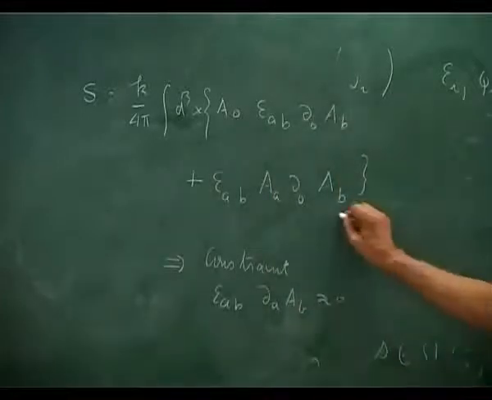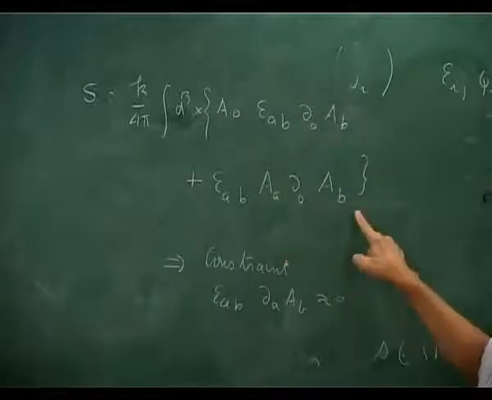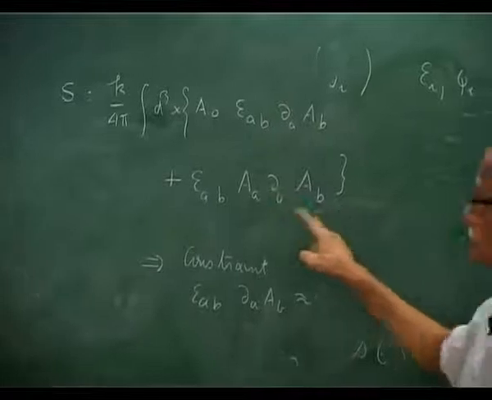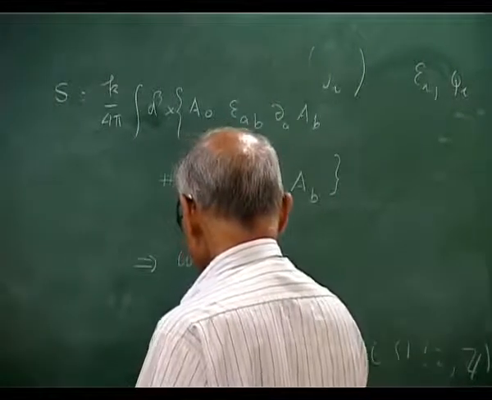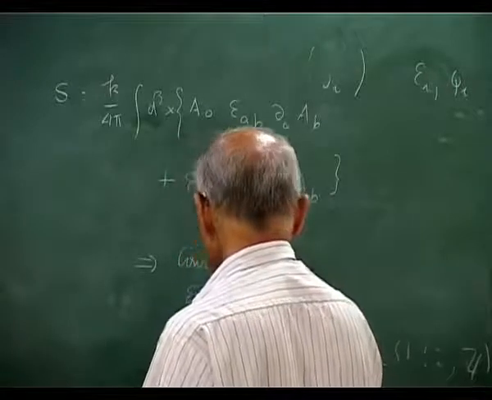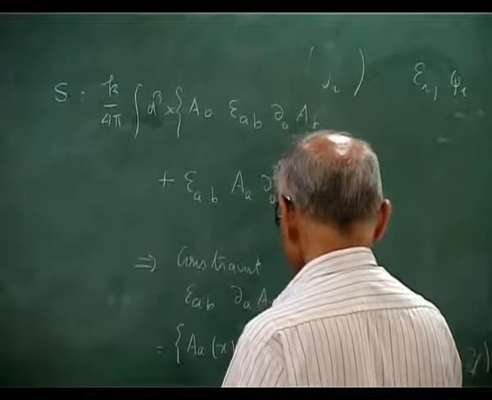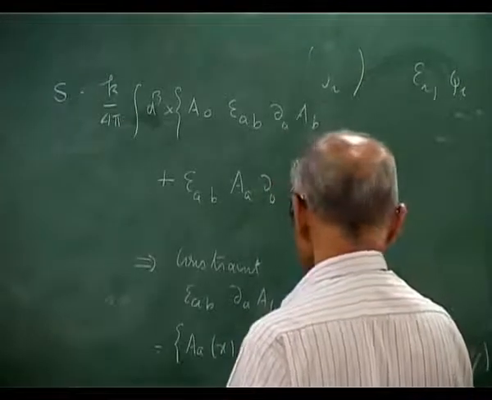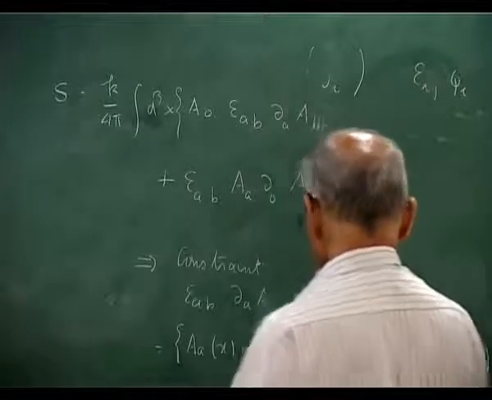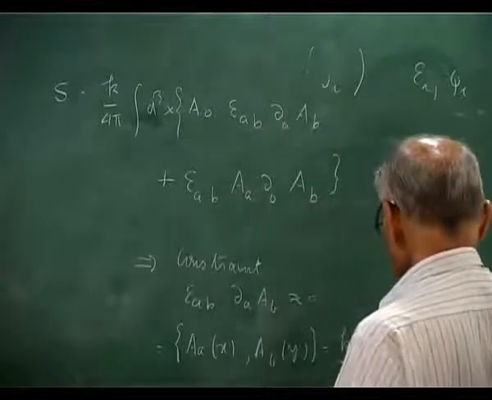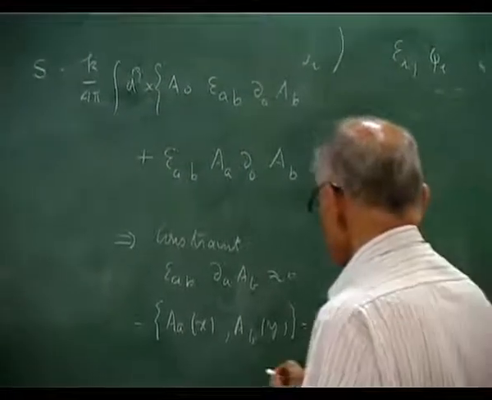Furthermore, from this equation here you will find it is like p dq. There are two terms, so immediately you get the Poisson bracket of AA of x, AB of y is equal to, I think it's k over 2 pi, I will check it, epsilon AB times delta 2 of xy, at equal times.